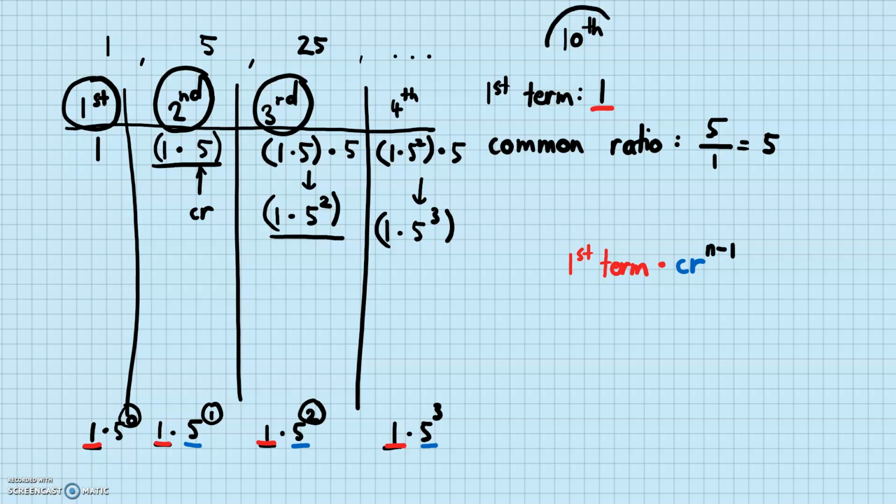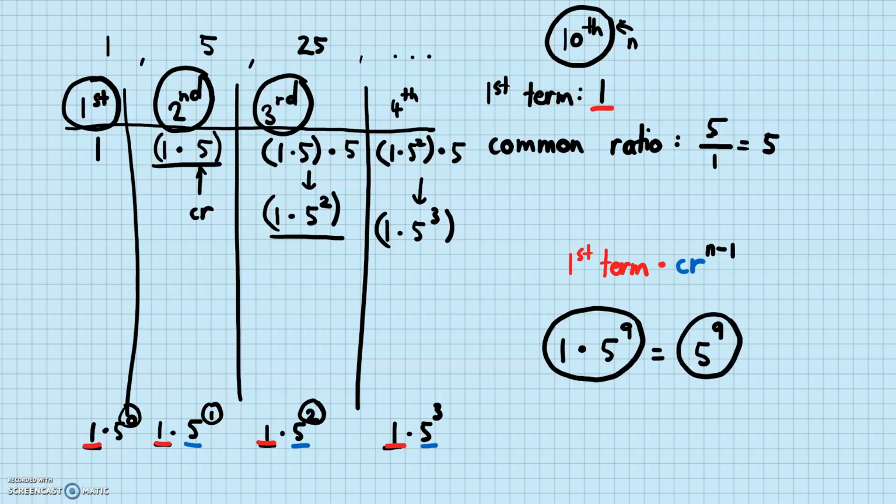So if you want to find the 10th term of this sequence, you'll have to do 1, which is the first term, times the common ratio, which is 5, to the power of n minus 1. n is 10, so n minus 1 would be 9. You can simplify this as just 5 to the 9th power. If you're interested in what that is, you can type that in the calculator. 5 to the 9th power would be the 10th term of this sequence.